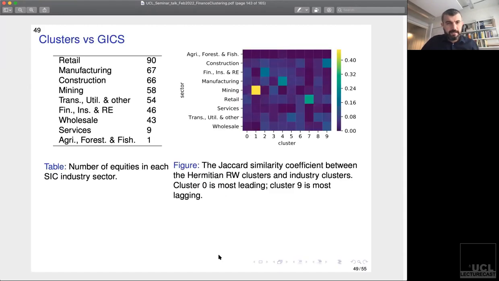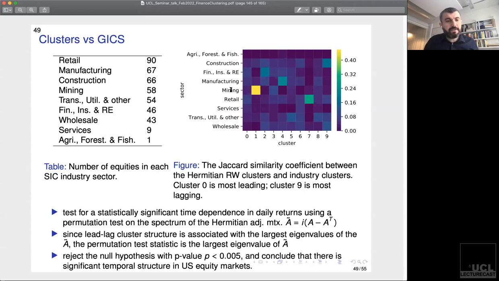And we did this, and we did a couple of things. I'll only take maybe 3 minutes to explain this, so we at least allow 5 minutes for questions. So we observed a number of things. We first looked at the Jaccard similarity index between our clusters and the usual GICS sectors. And there was some overlap, but not much. So the most leading cluster here is 0, and the most lagging one is 9. And our cluster number 1 was a mining cluster, which we know the mining industry is very cohesive.